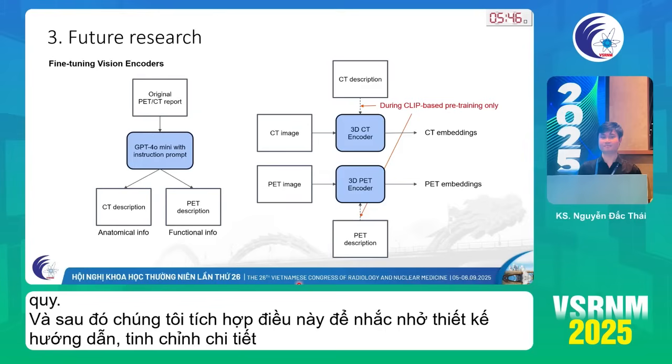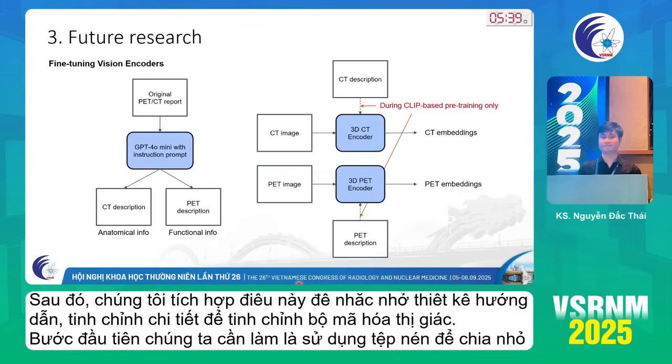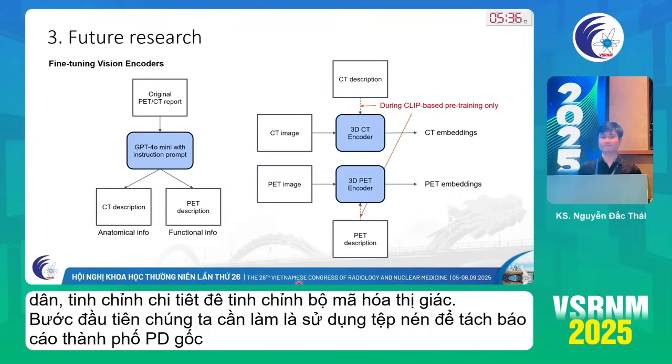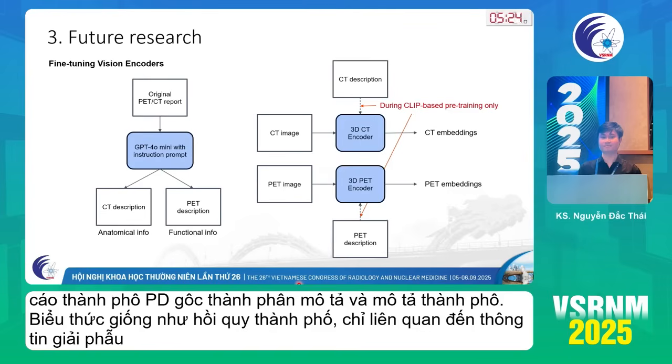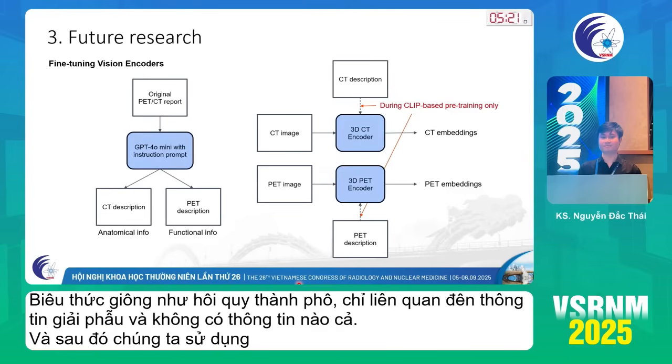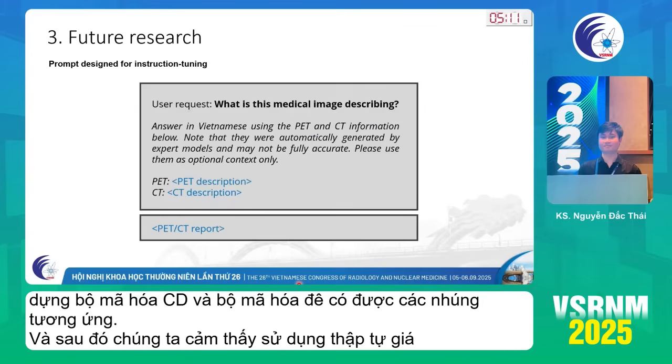To fine-tune the vision encoder, the first step is that we use GPT-4o to split the original PET-CT report into CT description and PET description. The CT description is only about anatomical information, and the PET is functional information. And then we use CLIP-style pre-training to build the CT encoder and PET encoder to get corresponding embeddings, and then we fuse them using the cross-modality module.